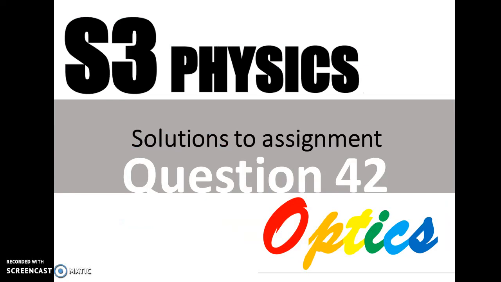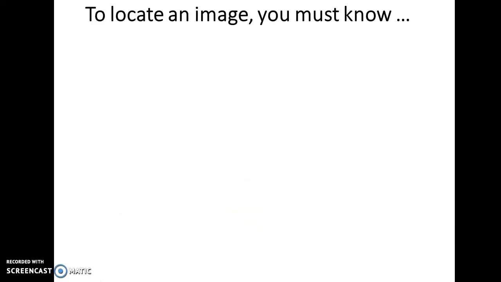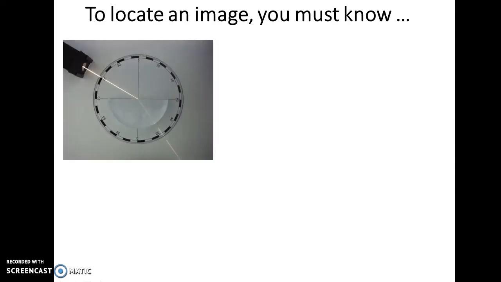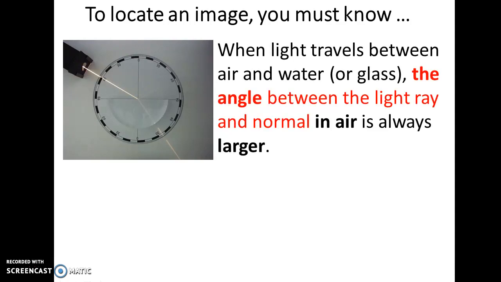Question 42. Before we talk about the solutions for the next few questions, let me remind you the following. Number 1. When a light ray travels between air and glass or water, then the angle between the light ray and the normal, this one, must be larger in air than the other. So make sure you have a larger angle in air than in glass or in water.